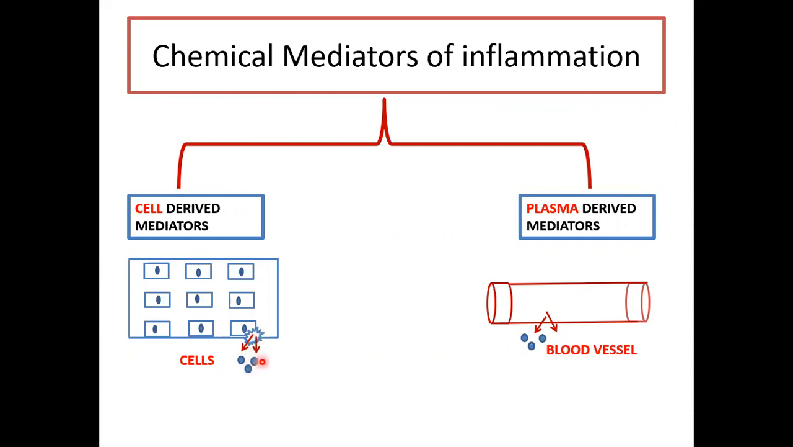So we have two places: cell-derived mediators, meaning chemical mediators that come from cells, and plasma-derived mediators, meaning chemical mediators that come from plasma.